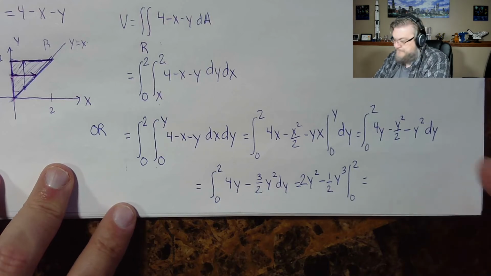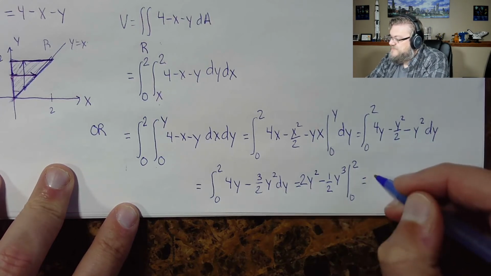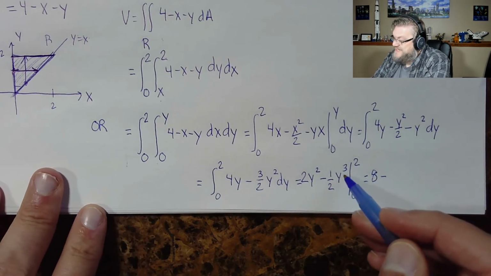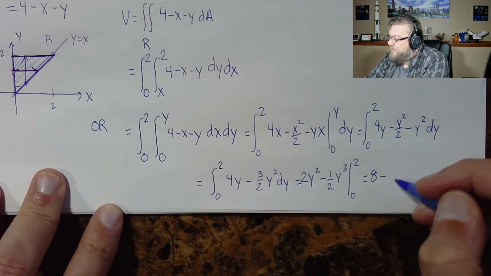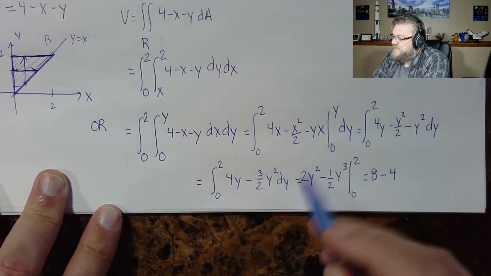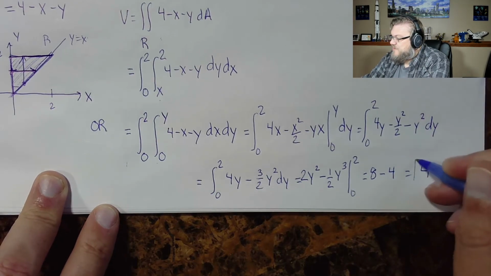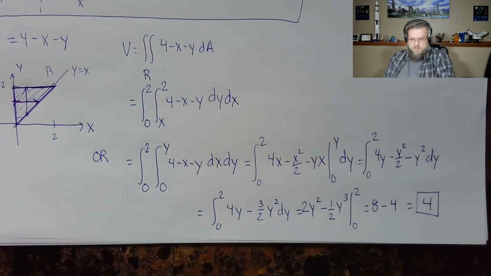Okay. So now I have 2 squared, which is 4. 4 times 2 is 8. Minus, plug in a 2 here, we get 8 halves, right? So that's going to be 4. So minus 4. And then minus plug in 0 plus plug in 0. I get that this volume is 4. Volume of that is 4. Okay?